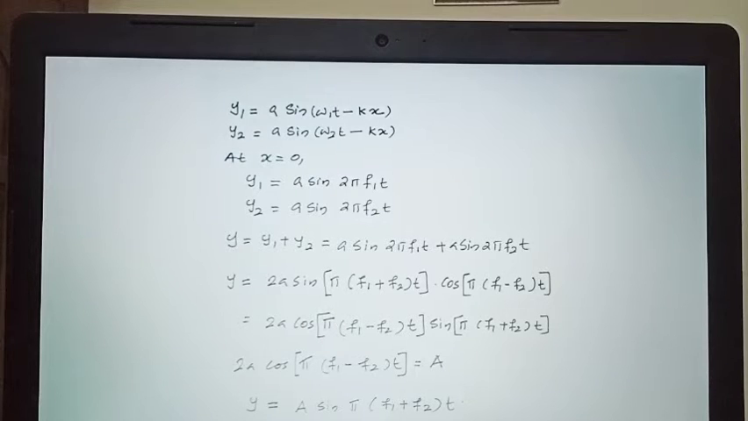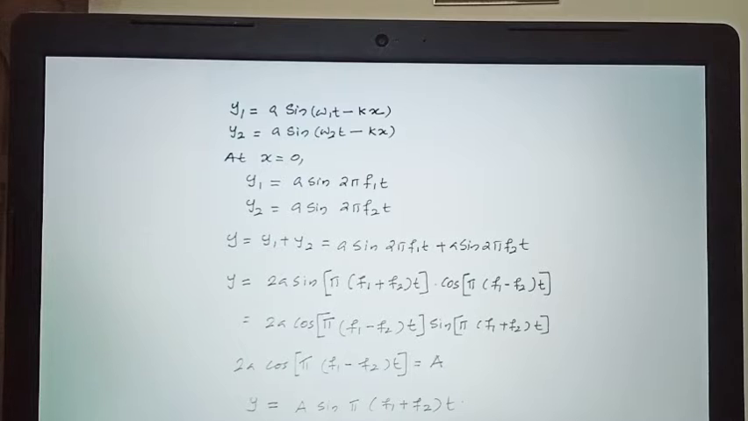So a sin 2 pi f1 t plus a sin 2 pi f2 t. There you are making use of sin a plus sin b, the trigonometric identity, and you finally get 2a cos(pi (f1 minus f2) t) multiplied by sin(pi (f1 plus f2) t). So you are taking 2a cos(pi (f1 minus f2) t) as the common amplitude, so that y is equal to that amplitude times sin(pi (f1 plus f2) t). See, there you are taking the frequency difference term as the amplitude.